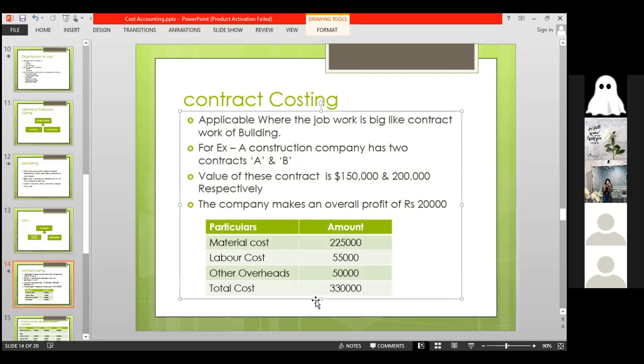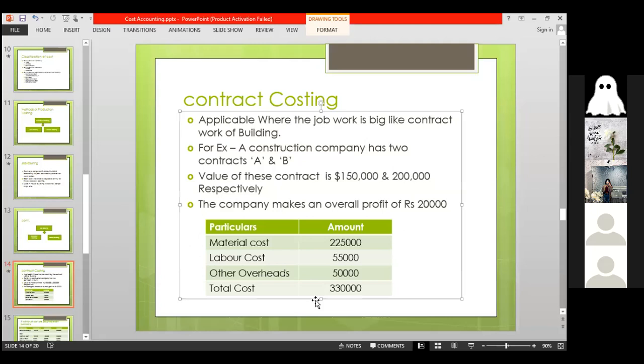So what happens is the company is going to create buildings for the customers. Now they have two jobs, that is to create two buildings, contract A and contract B. Contract A has the price of $150,000. For the type of building they're going to produce, the customer is going to pay them $150,000. And contract B is $200,000. So adding both together, the contracts are worth $350,000.